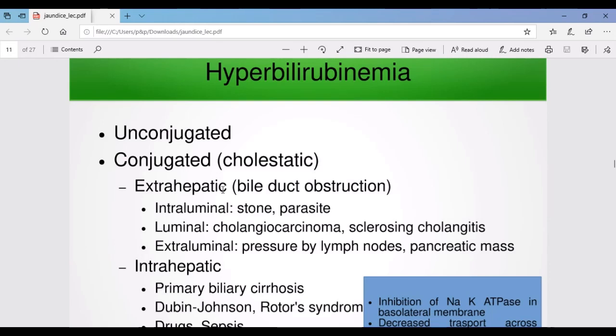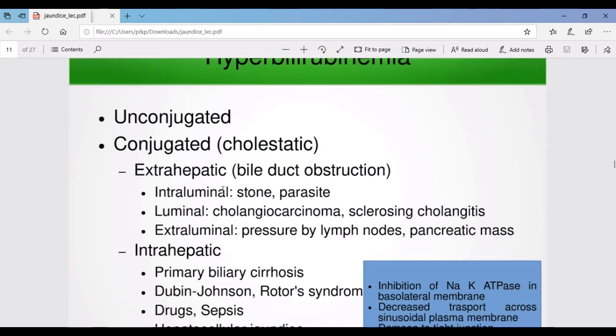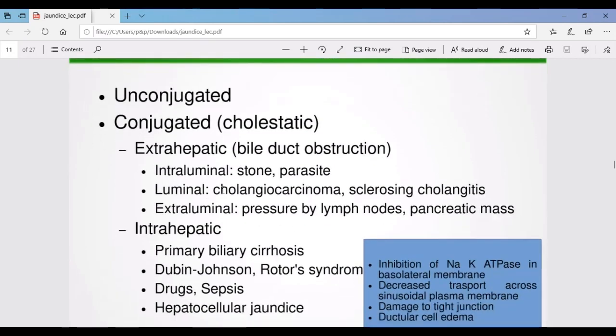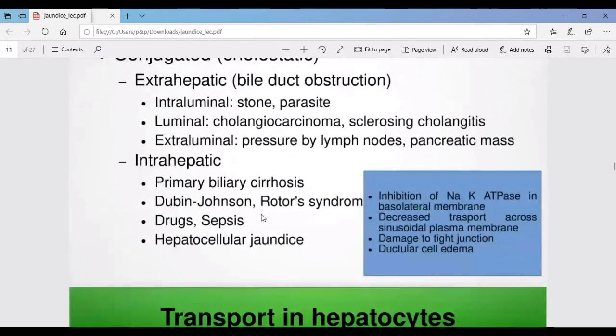Intrahepatic bile obstruction occurs in primary biliary cirrhosis, occurs in Dubin-Johnson and Rotor syndromes, in some drug toxicities, and in patients with sepsis, and also occurs in hepatocellular jaundice. It can occur because of one of the following four mechanisms: either inhibition of the sodium-potassium ATPase in the basolateral membrane, decreased transport across the sinusoidal plasma membrane, damage to tight junctions, or bacterial cell edema. The next slide will explain this and elaborate in a clear way.